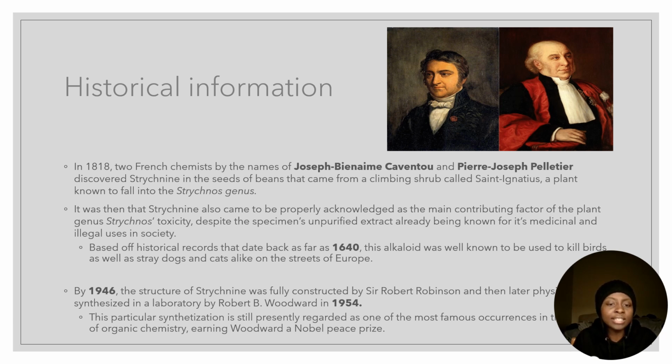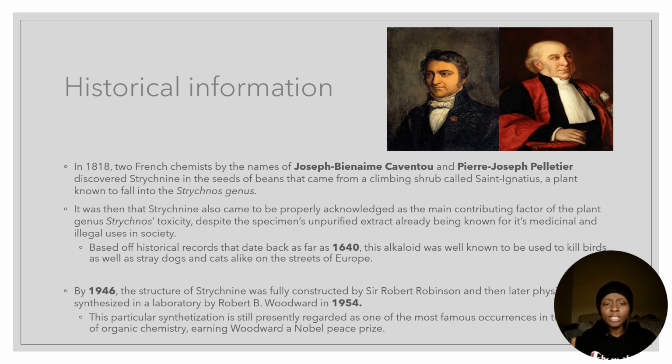It was only then in 1818 that strychnine started to become properly acknowledged for its contributing factor to strychnos toxicity overall. It's kind of weird though because the unpurified extract of this specimen was already well known in society for medicinal uses as well as illegal uses. Based off of historical records dating back to the 1640s, this alkaloid was already well known to kill birds as well as stray dogs and stray cats off the streets of Europe.